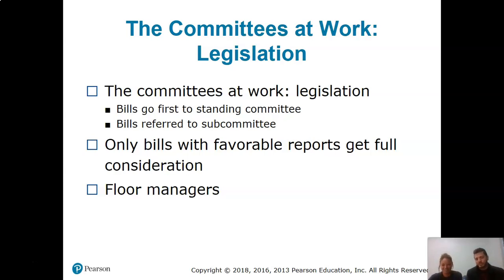And then floor managers again are going to be people that help out with the actual floor vote, kind of help the House and the Senate floor stay organized. Just like the general workers that are going to help make things a little bit easier.